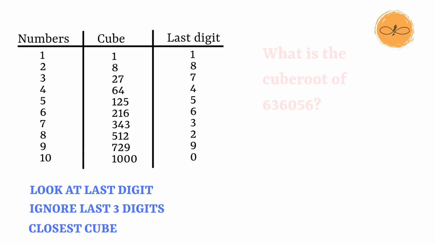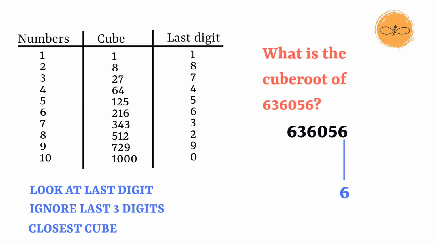Let's take another example, 636,056. We look at the last digit, which is 6, and when the last digit is 6, that corresponds to the number 6. And then we ignore the last 3 digits and we look at 636. That's between the cubes of 8 and 9, so we put 8, and therefore, the cube root is 86.